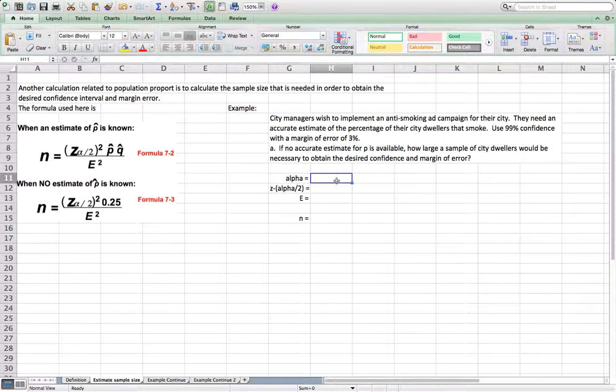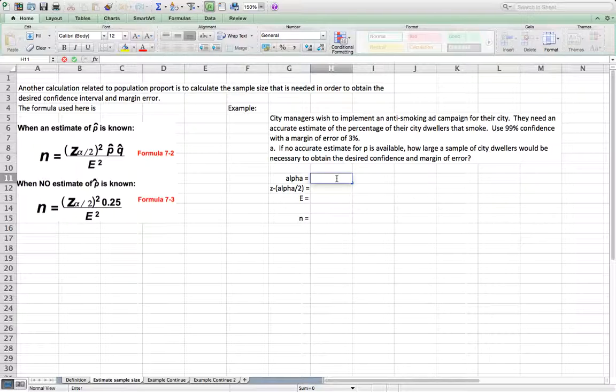So for this case, we need to calculate the sample size. We need to estimate the sample size in order to get the desired confidence interval and margin of error. By this formula, we need to know alpha, then calculate z alpha over 2. Since we don't know p and don't know q, we will use 0.25 to replace p hat multiplied by q hat. Then the margin of error given to you is 3%. So we first type in what we have.